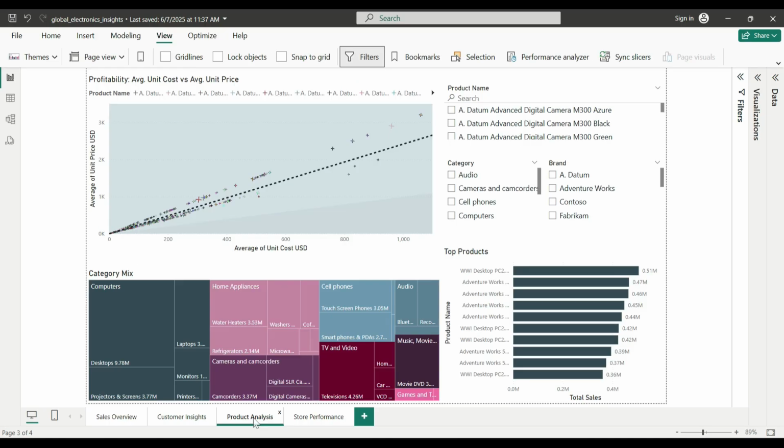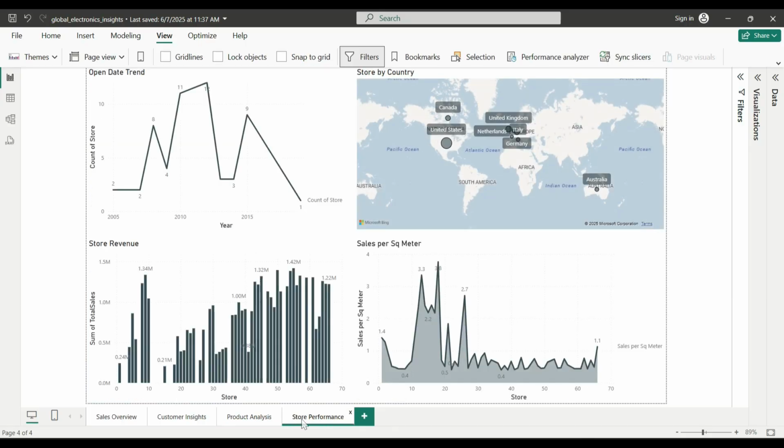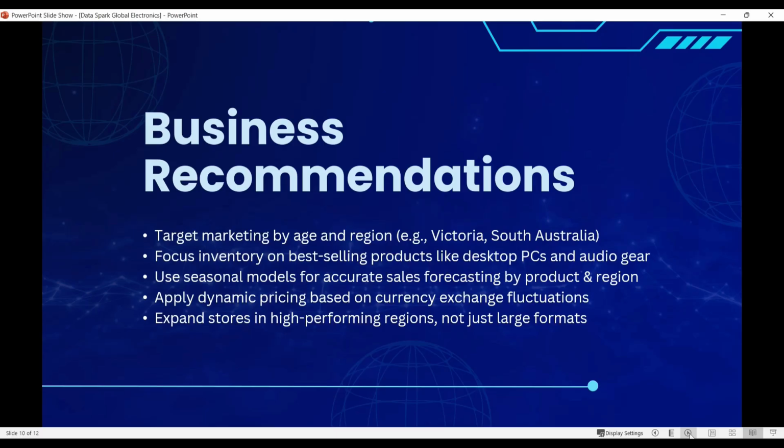Product performance highlights top 10 products by sales value. Break down sales by product categories and subcategories. Compare average unit cost versus average unit price to evaluate product profitability. Store analysis. Visualize total revenue per store. Track store openings over time. Shows store distribution by country and evaluates store efficiency via sales per square.